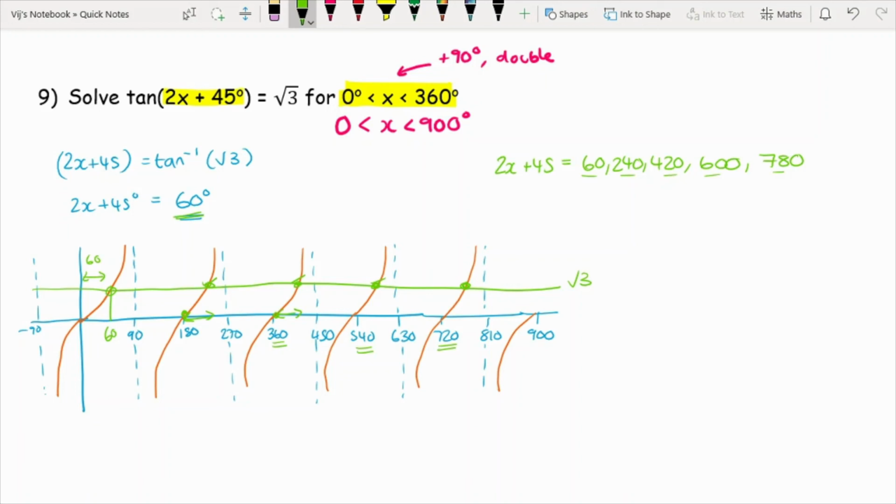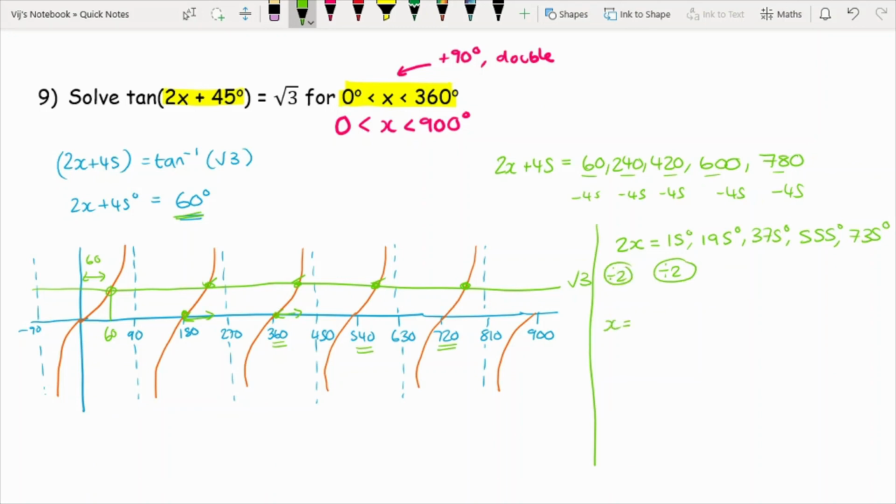So now what I need to do is make x the subject. The first thing I'm going to do is take away 45 from each of these numbers, in which I get 2x, and again if I just draw a line just so that we don't get confused with the graph. So I get 2x equals 15 degrees, 195 degrees, 375 degrees, 555, and 735. And then all I now need to do is divide all of these angles by 2.